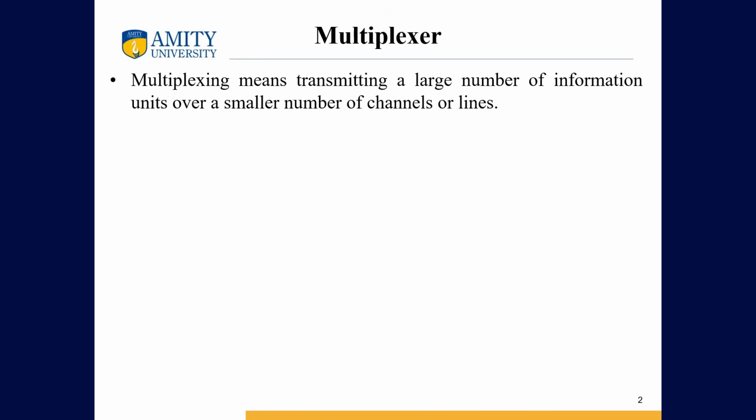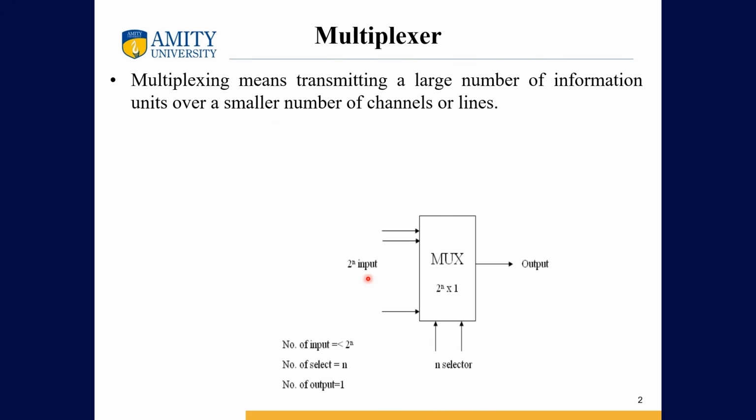A multiplexer is basically something that transmits a large number of information units over a small number of channels or lines. The task of a multiplexer is to take multiple inputs and, based on the selection lines, decide an output.